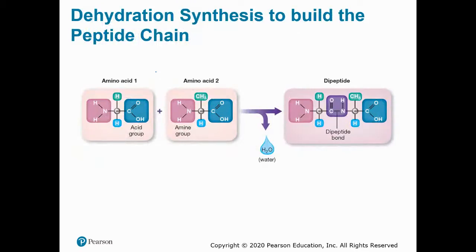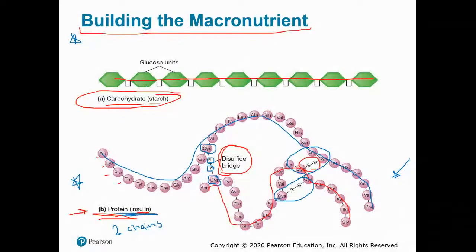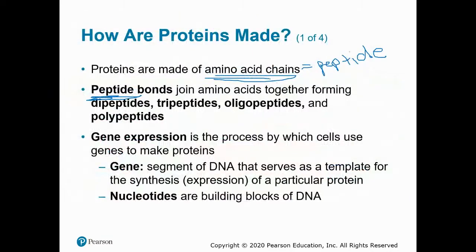So let me go back to this picture. These bonds between the amino acids are called peptide bonds. You might remember we have bonds between glucose molecules that are called alpha bonds or beta bonds, right? So same thing, the bonds have names, in this case peptide bonds. And peptide bonds build peptide chains. So we start to call these chains dipeptides, tripeptides, oligopeptides, and polypeptides.